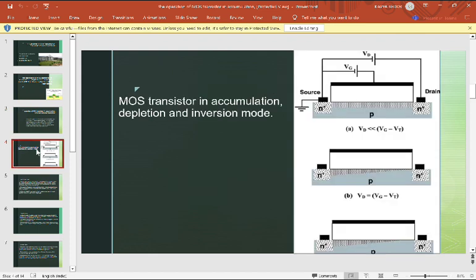So these are the three modes: accumulation, depletion, and inversion mode. This is accumulation mode, depletion mode, and the last one is inversion mode.